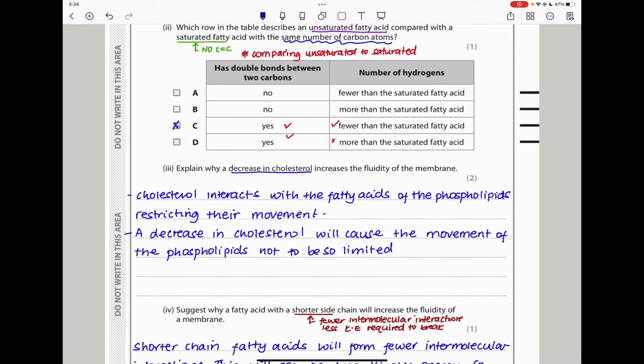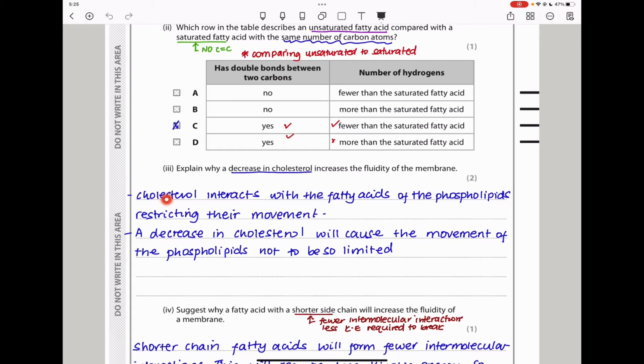Moving down here, they say, explain why a decrease in cholesterol increases the fluidity of the membrane. This is a decrease in cholesterol. Remember, cholesterol holds the fatty acids intact, or it's going to be attached or holding the fatty acids in position. So if we have more cholesterol, it means more fatty acids are going to be held or restricted in motion, and therefore the membrane is not going to be as fluid. However, having lower cholesterol concentration will have fewer molecules that are holding these fatty acids in position, and therefore the membrane is free to be a little bit more fluid due to the motion of these fatty acids.